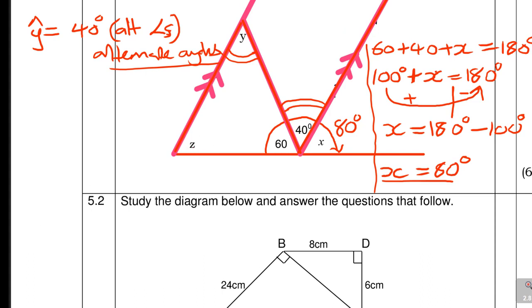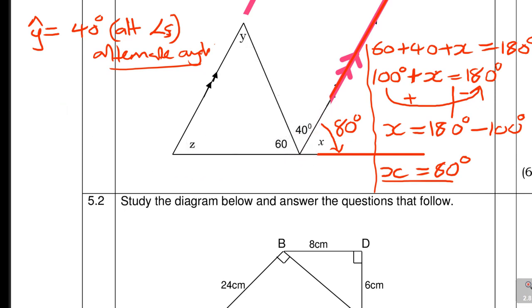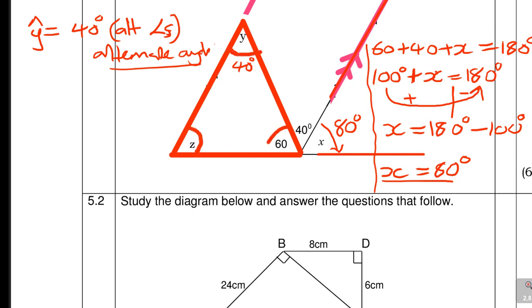Then lastly, we are looking for Z. For Z, I'm going to erase everything that we've been doing. Remember, we know now what is Y. Y is 40 degrees. Now, for Z, let's focus on this triangle. Okay. And then what do you know? Sum of angles in a triangle. If I add that, I add that, I add that, we call them sum of interior angles of a triangle. What do you get? You get 180 degrees.